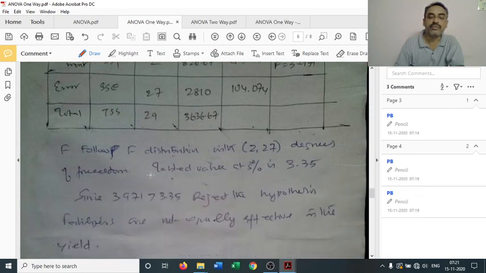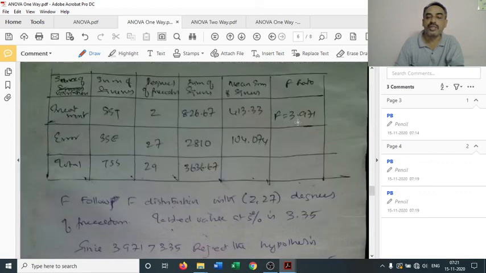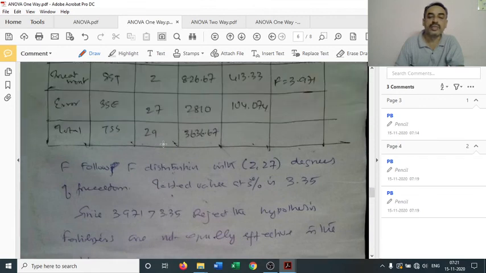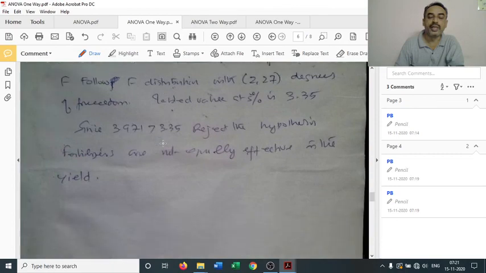So from tables of F distribution, we can see that the coincidence of the degrees of freedom 2 comma 27 will be 3.35. The value computed is 3.971. So we can conclude that now we reject the hypothesis, which means that the three fertilizers are not equally performing in the yield of wheat. There is a significant difference in their performance. That's about the conclusion of the ANOVA based upon the data.